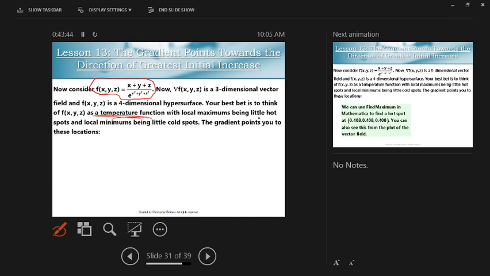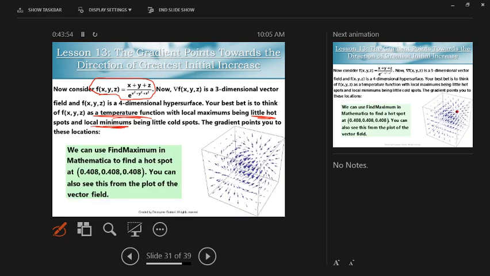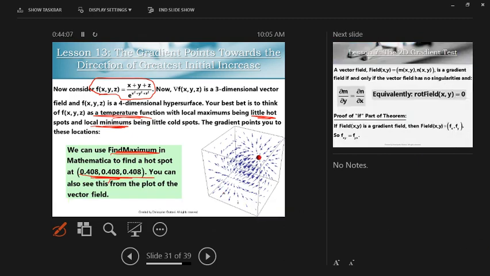And some places will be little maximums, little hot spots. Some places will be little minimums, little cold spots. And the gradient can point you in the right direction. So the gradient can point you in the direction of greatest initial temperature increase. In Mathematica, you could use the FindMaximum function, and that'll find the location of a little hot spot in the pool. Theoretically, you could do a little gradient field, so a three-dimensional gradient field. And if you follow those vectors, they'll get you to little hot spots. You guys good with that so far?